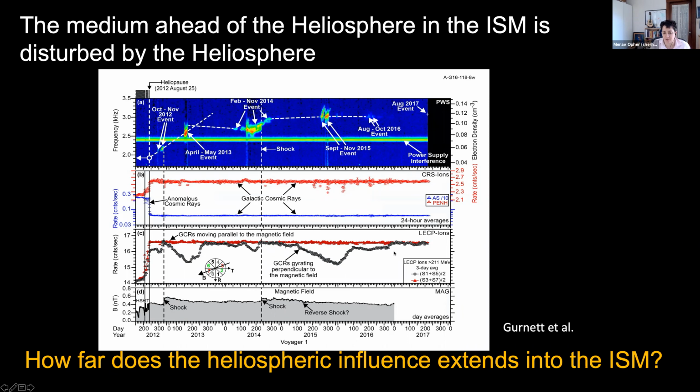The galactic cosmic rays are outside the heliopause, which we don't understand. It means that the heliosphere is affecting the magnetic field outside, and we, again, don't understand. Is it shocks, for example, driven from the sun that make their way all the way into the interstellar medium, or is there something else? So in a bigger question, we would like to understand how far the heliosphere's influence extends into the interstellar medium.